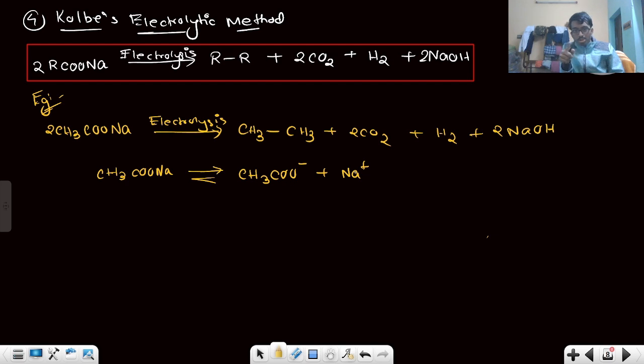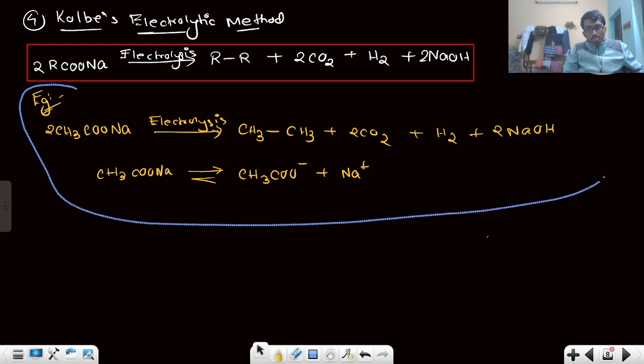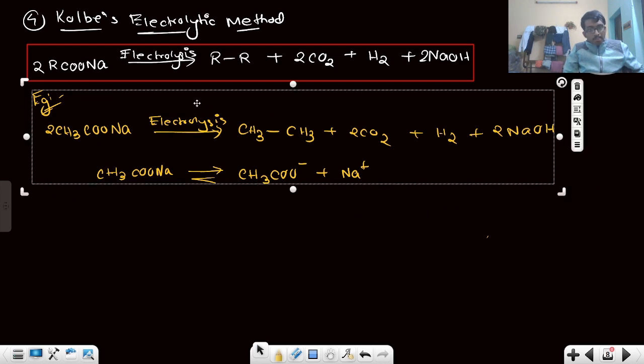This side is 4 oxygen plus 2, 6 oxygen, and that side it is 2 plus 4 oxygen. So 2 more must be there, so I have to write 2 water over there. I have not mentioned the 2 water, but you have to know that water is also a solvent. In the electrolysis of Kolbe, water is also playing a role. So should I write water? Yes, I should write water. So let's introduce water as well, so that there is no error in the balancing.